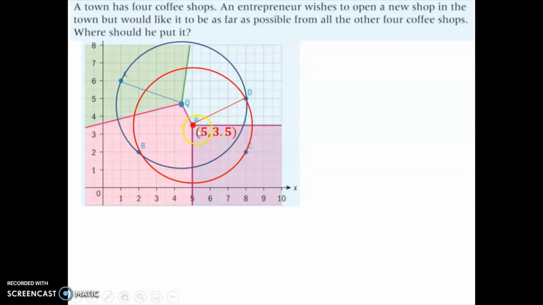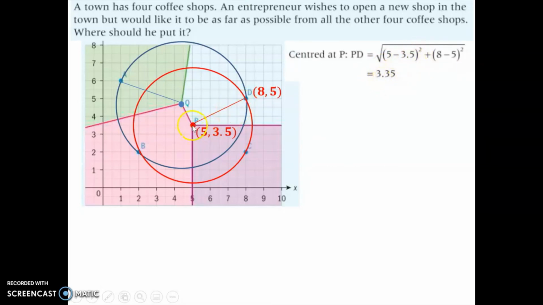Well, we know this location here is 5, 3.5. Okay, x value 5, 3.5 here. And this location is 8, 5. So now find the length of this radius. When we're talking about the length of something, we're talking about distance formula. So apply the distance formula here. Here we go. That radius has this length.